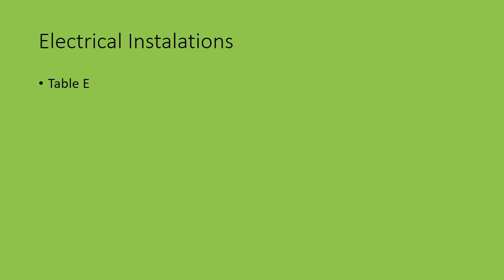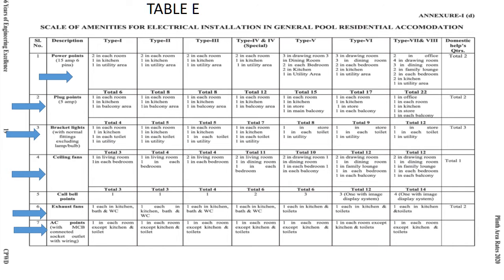Electrical installation, table E. Here please note that all the fittings are LED fittings. All the tube lights are LED fittings. MCB with circuit breakers are provided. The valuer's duty is to check whether the electrical installations in the flat in question are similar to this, or necessary deduction has to be made.